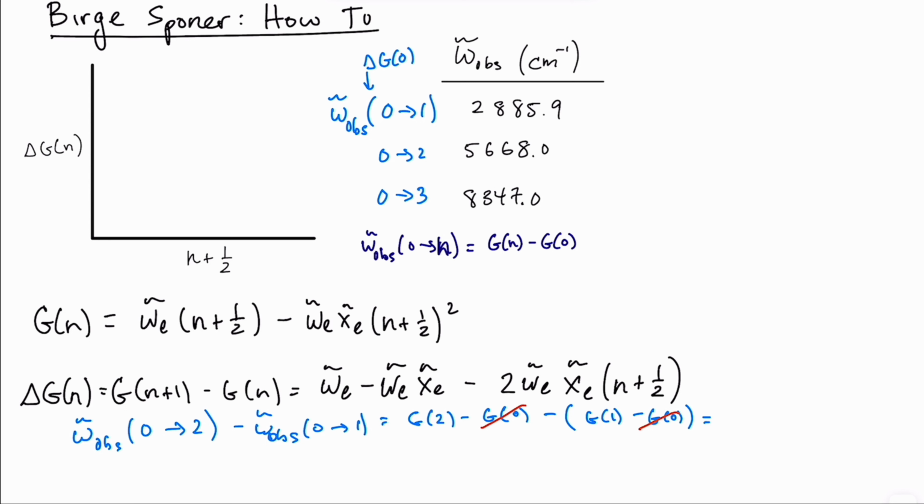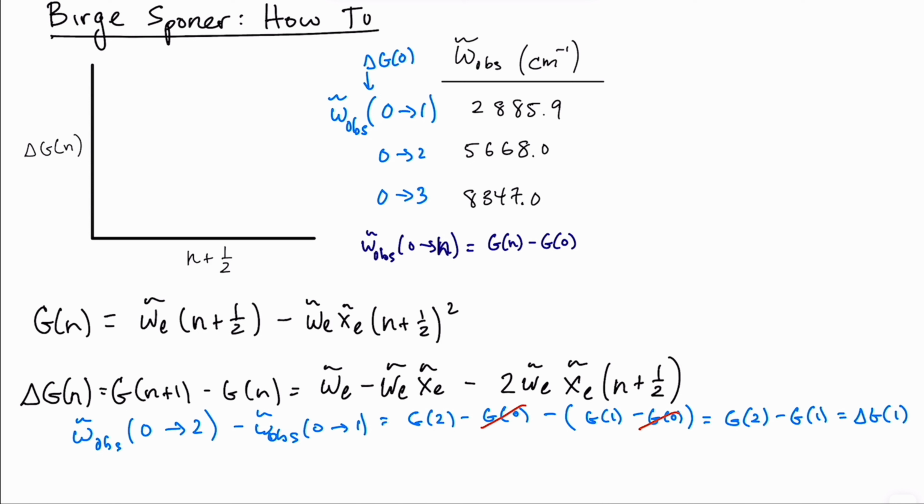So let's do this in two steps. You have g of 2 minus g of 1, and this is equal to delta g of 1. Right? Okay, so what that means is that if we want to figure out these other delta g's, what we need to do is subtract the observed lines from each other, because this delta g of 0 to 2 includes information about g of 2, and omega observed 0 to 1 includes information about g of 1. And so we just need to subtract them off to figure it out.